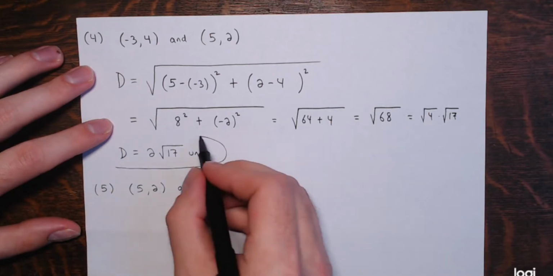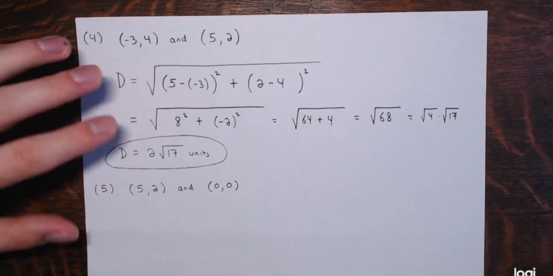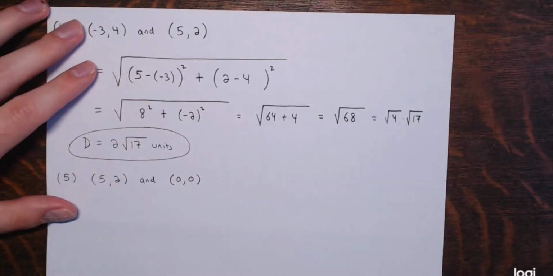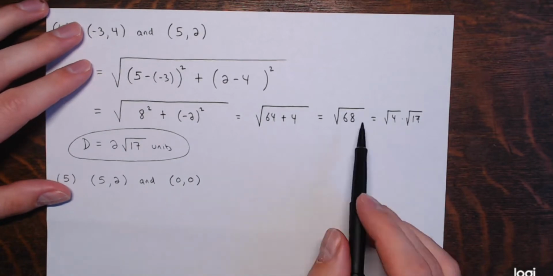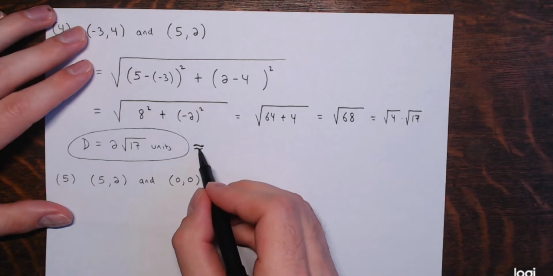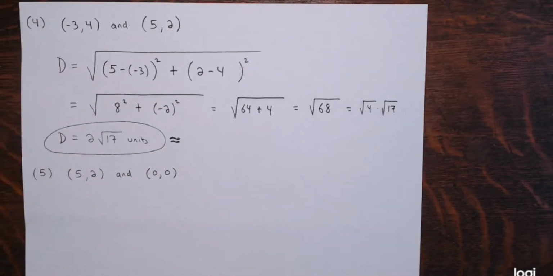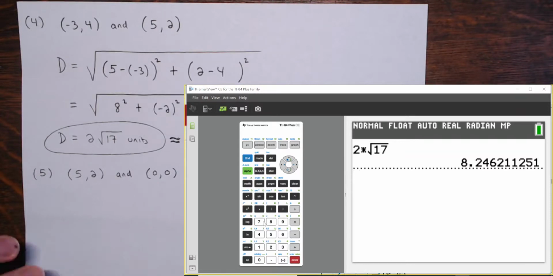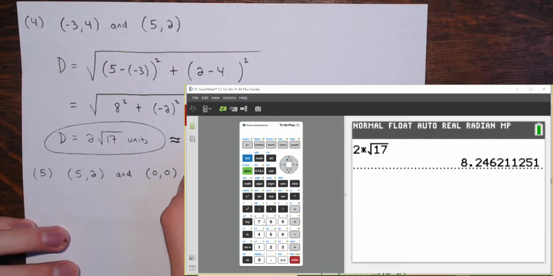And there's, again, the exact answer. These 2 points are 2 times the square root of 17 units apart, which is going to be a little more than 8, right? The square root of 68 would be a little more than 8 units, and let's see that. I'll punch this into a calculator, and just to stay consistent with my other questions here, I'll round to the nearest hundredth. So 2 times the square root of 17 is 8.25, approximately 8.25 units.